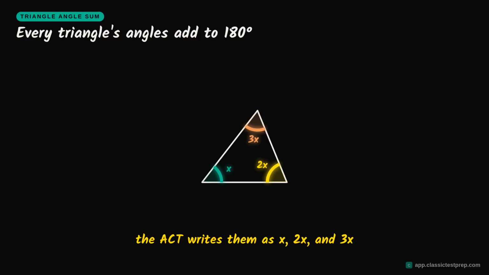Now, it's pretty simple, but the ACT likes to test this in a kind of weird way by telling you that one angle has a measure of x, and a second angle has a measure of 2x, and the third angle has a measure of 3x. What is the value of x, for instance? Well, we know that the angles of a triangle add up to 180 degrees, so we just say that x plus 2x plus 3x must equal 180 degrees. We get 6x equals 180, and x must equal 30.